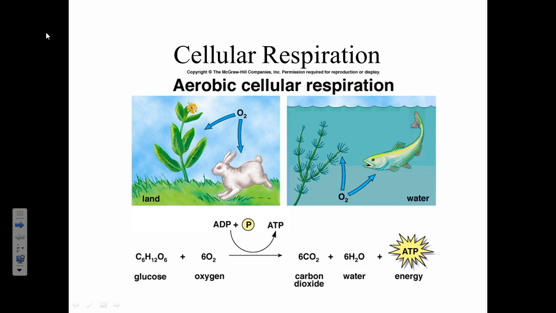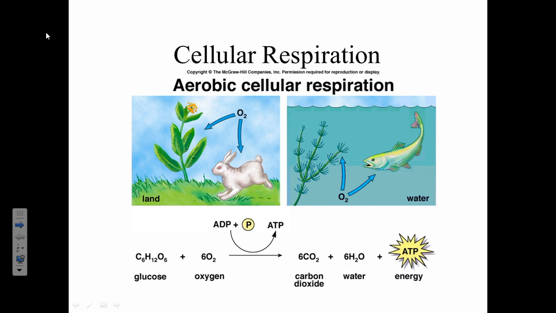And whenever you burn a carbon-containing thing, you always make three things: carbon dioxide, water vapor, and some form of energy. It might be heat, it might be light. In this case, it's ATP. You release those forms of energy.